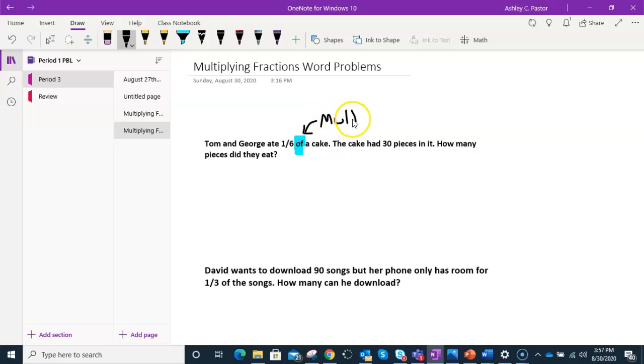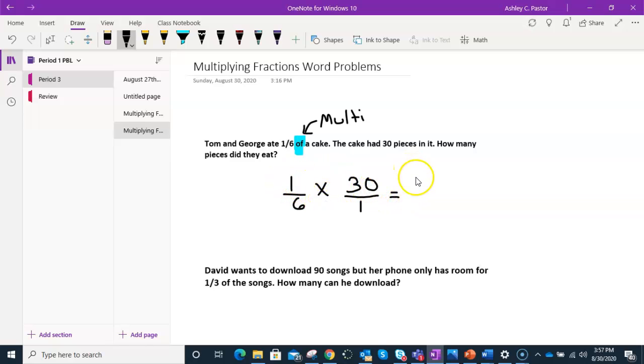Now, they're saying that they ate 1/6 of the cake, which is the entire cake. We know with this sentence that the cake had 30 pieces in it. So, putting this all together, I can say 1/6 times, because of the "of," 30. Now the only issue is this 30 doesn't have a denominator, but I can fix that by putting it over 1. And now I'm going to multiply straight across.